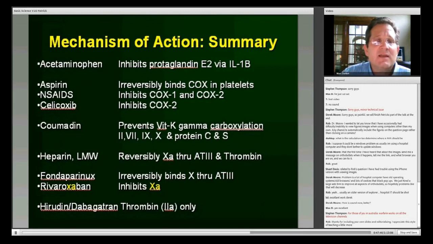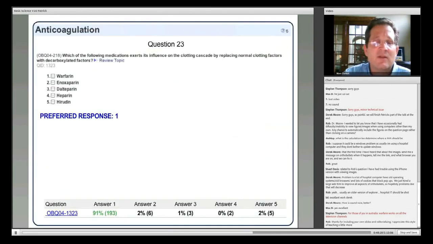Coumadin, the drug of the day, works by preventing the vitamin K gamma carboxylation in the liver, and so it affects 2, 7, 9, 10, and protein C and S. Heparin and low molecular weight heparin work by reversibly binding factor 10A through antithrombin 3 and thrombin, and then fondaparinux irreversibly binds factor 10 through antithrombin 3. Rivaroxaban has that XA in the middle of it, and it inhibits factor 10A. And then as a bonus, the hirudins are direct thrombin inhibitors, and the oral version is dabigatran out on the market now.